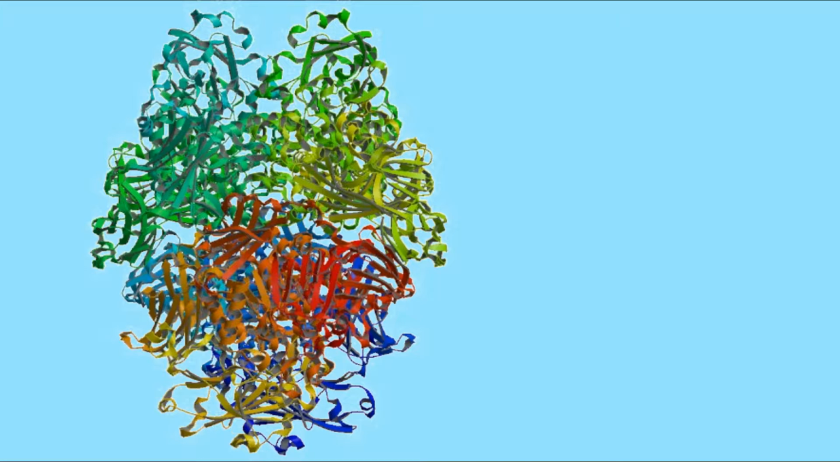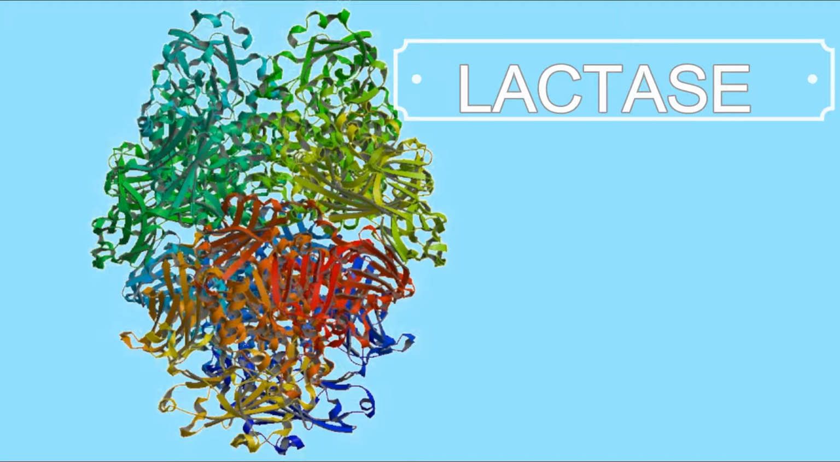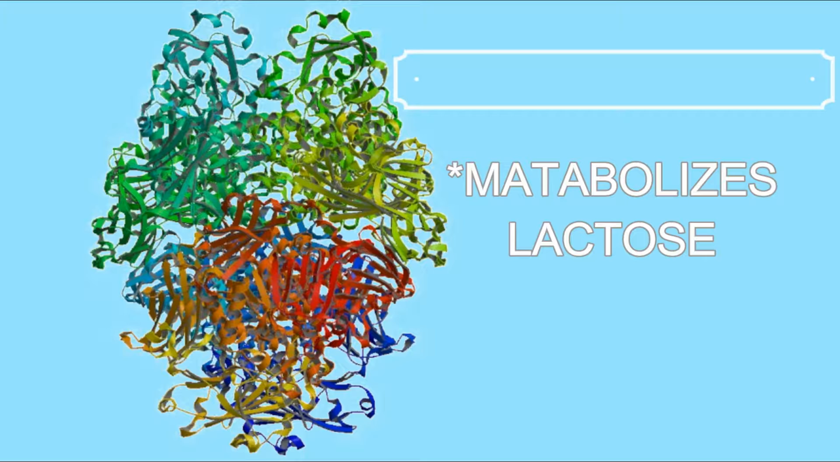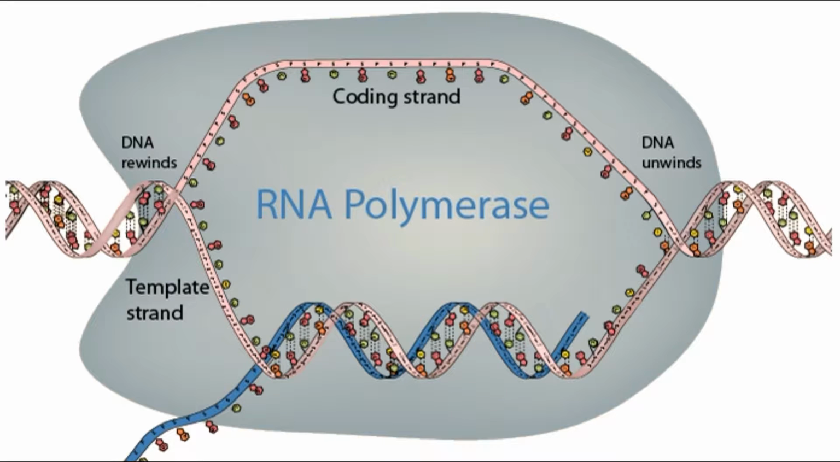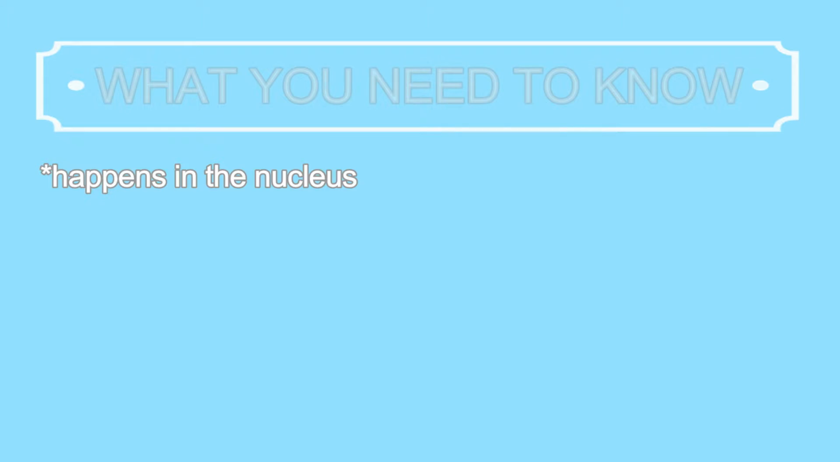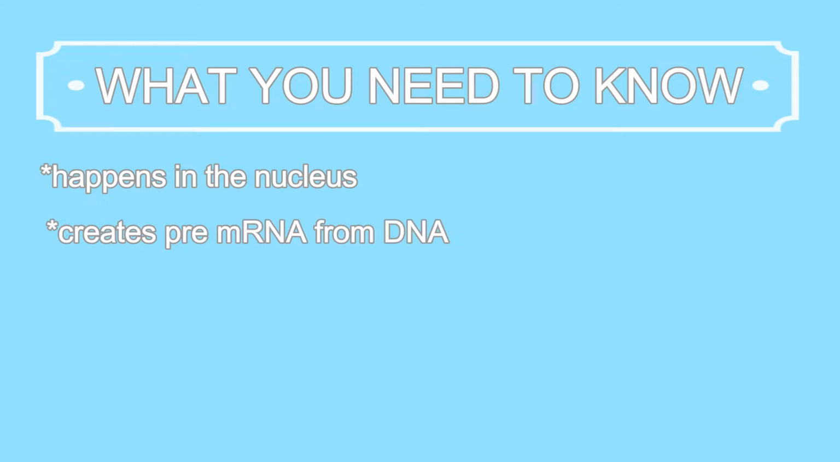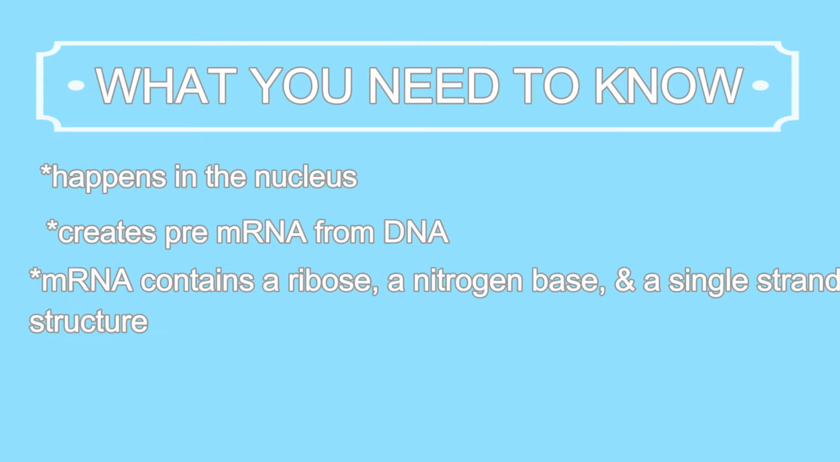The enzyme we chose for our presentation is the organism lactase. Now, the main trait for this enzyme is for metabolizing lactose. Transcription is the process where the information of a DNA strand is copied onto a new messenger RNA. It occurs in the nucleus, and the main purpose of it is to make pre-mRNA from DNA. mRNA contains a ribose, one of the 4 nitrogen bases, also known as AUGC, and a single-strand structure.